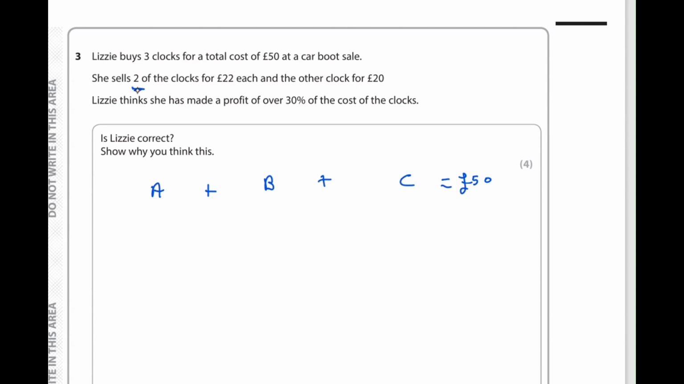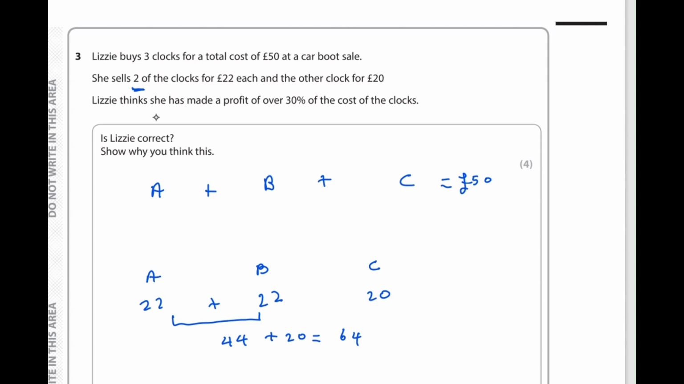She sells 2 of the clocks, let's say A and B. Clock A sold for 22, clock B sold for 22, and the other clock C she sold for 20. So 22 plus 22 is 44. 44 plus 20 equals 64.